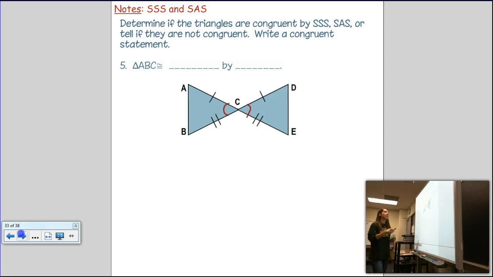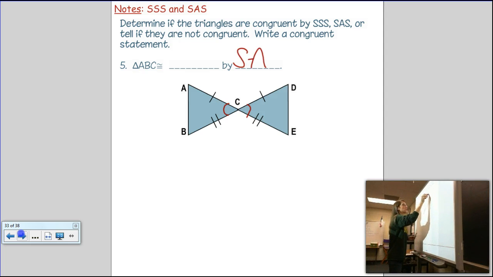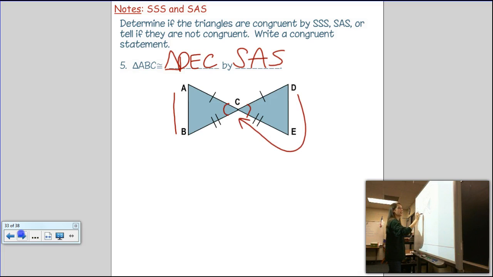Side, angle, side. And Megan, can you name me the triangle? ABC is congruent to triangle blank. ABC. DEC. Perfect. Yay, like December. DEC. All right. Do you have to name it in order? Does order matter? Yes and yes. The order of this definitely matters.